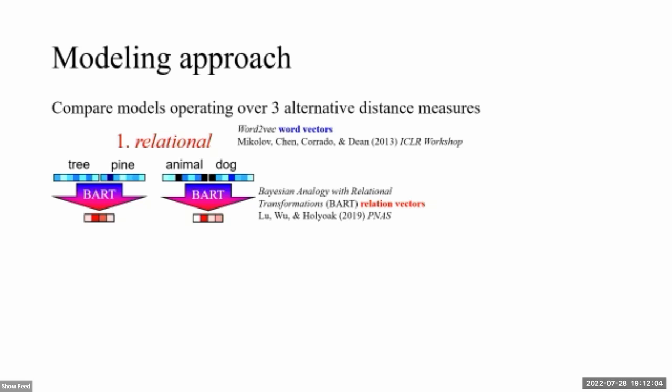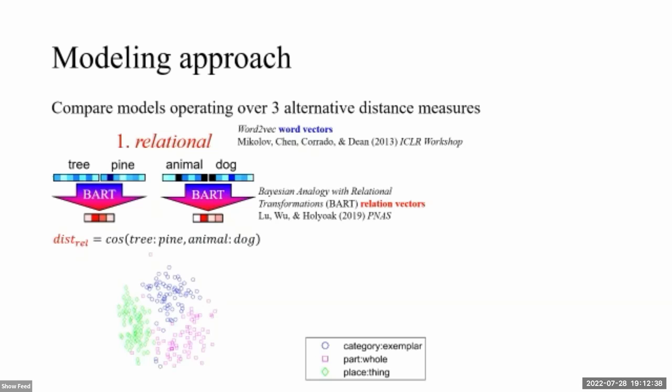But just for the purposes of this talk, all you need to know is that what BART does is it takes a pair of word-to-vec vectors and it transforms these into a new vector where each of the dimensions of that vector corresponds to a different semantic relation. And so that's the sense in which this model represents word pairs in terms of the semantic relations that they instantiate, or it is a relational model. And so to compute the distance, we just compute the cosine distance between the relation vectors for one word pair and another word pair.